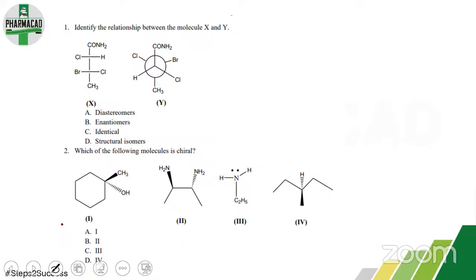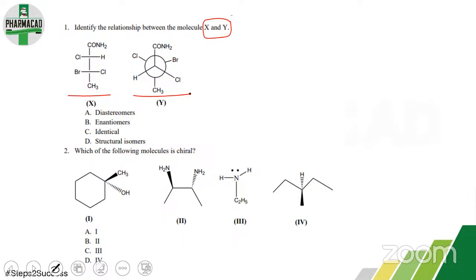identify the relationship between the molecule X and Y. So see, this is in the form of Fischer formula, but the second structure is in the Newman projection. So first we have to convert this into Fischer. So always remember that when the Newman is given and when we have to convert it into Fischer, first we have to rotate it in 180 degree.